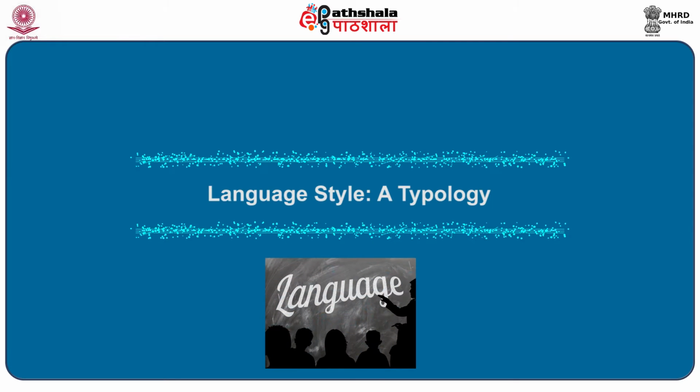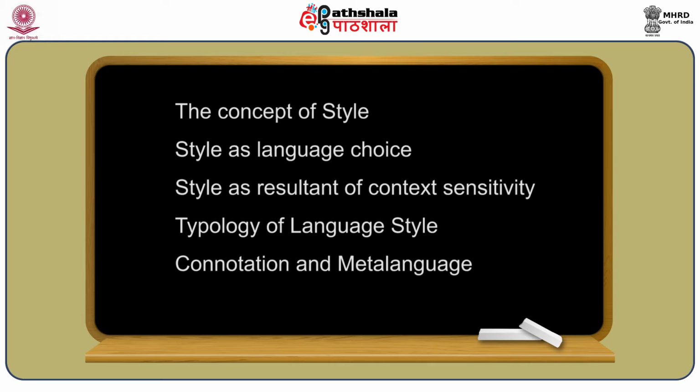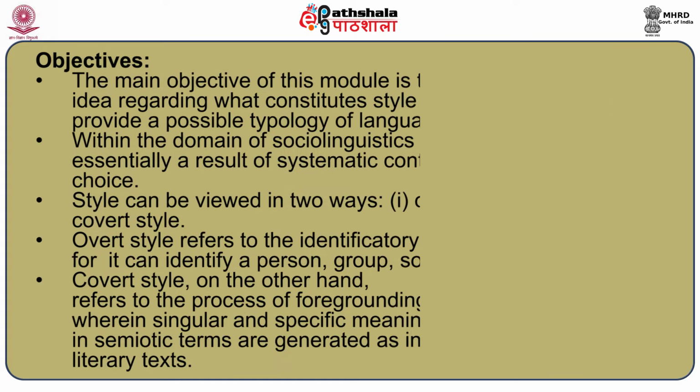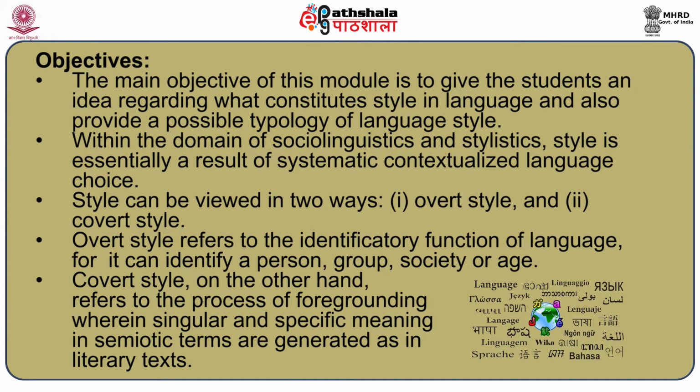The fourth module in Linguistics and Stylistics is language style. So we will focus on language style. In this module, we will look at the concept of style, whether style is language choice, whether style results from context sensitivity, and we will also try to see what kinds of styles exist in ordinary language and literary language. And of course, we have to make a distinction between connotation. What is connotation? Now, the objective of this module is to give you an idea about what constitutes style in language, and also to provide various varieties, kinds of styles.